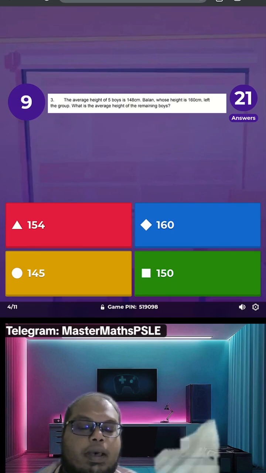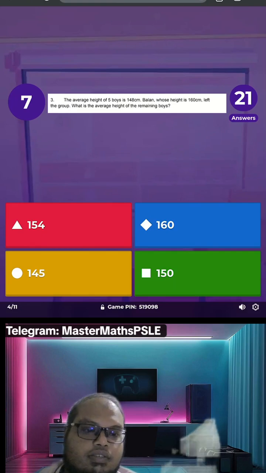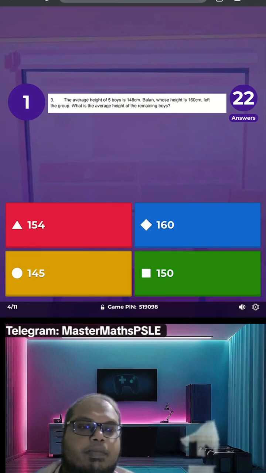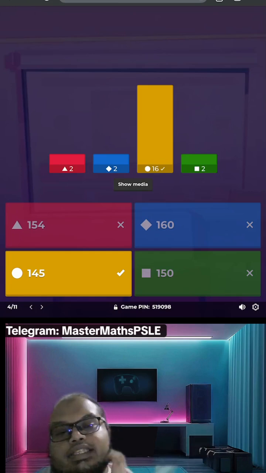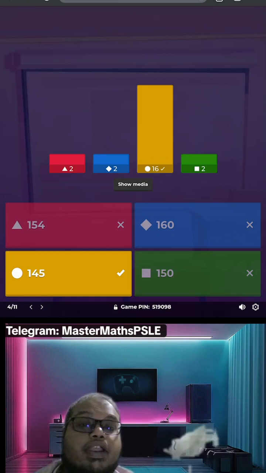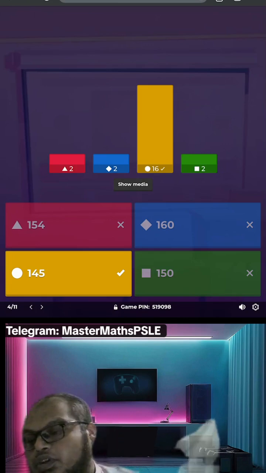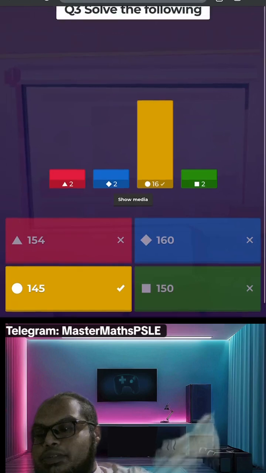Okay, what is power zone? Alright, someone by the name of Ramly Burger shared the live. Okay, thank you very much. Okay, yes, the new average is 145. I'll go through the exact steps in a while later.